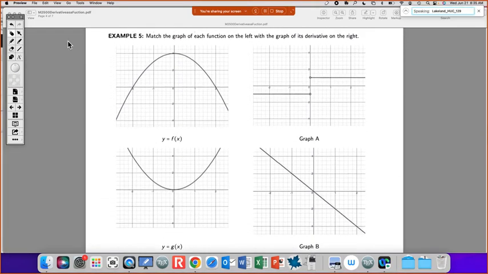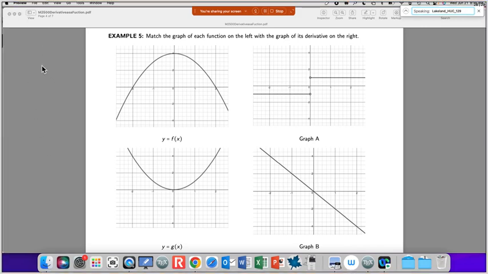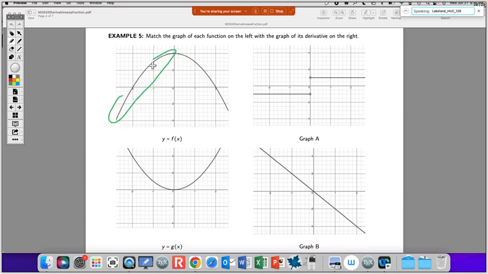All right, number 5 is a matching game. Match each of the functions on the left with the graph of its derivative on the right. So let's think about, for example, the first one here, f of x. Once again, thinking about f prime of x, these slopes are all what? So these slopes are all positive, and then this slope right here is what? 0, and then these slopes here are all what? Negative. So which of the graphs on the right are positive, 0, then negative?